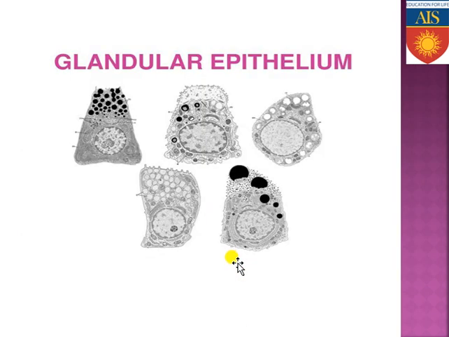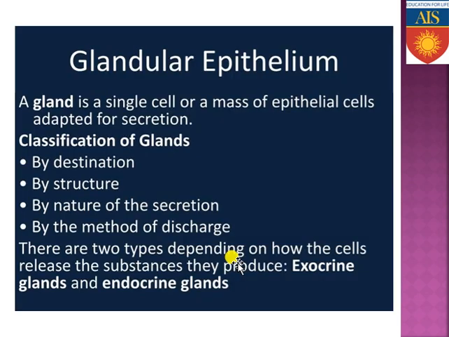Now entering the glandular epithelial tissue, this kind of epithelial tissue is commonly present within the gland, and it is made up of a single cell or a mass of epithelial cells, and they are exclusively responsible for secretion, because when they are present within the gland they will be providing the secretion.